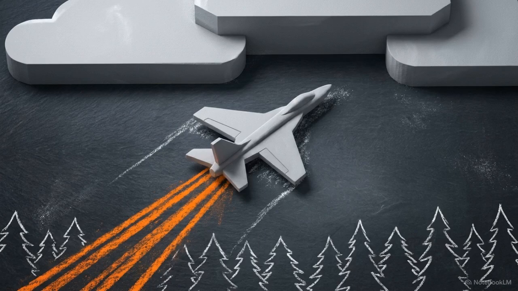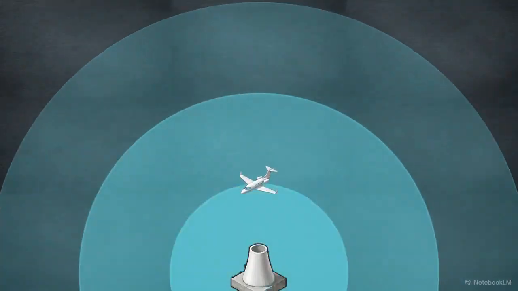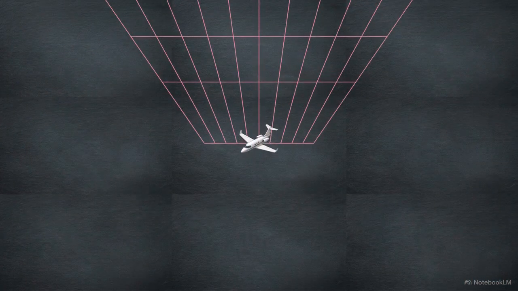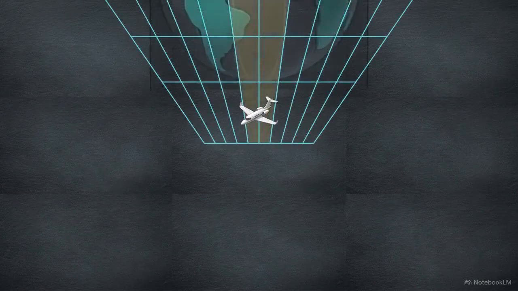By taking unbending radio waves broadcast from a fixed point on the ground and filtering them through onboard vector mathematics, an aircraft generates a perfectly predictable, customized coordinate system.